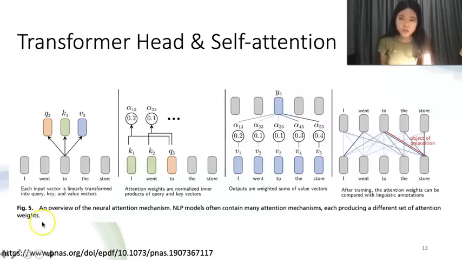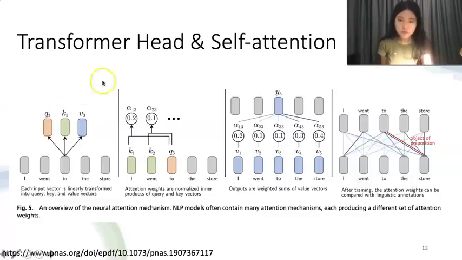And this illustration is taken from this great paper by Chris Manning. I suggest all of you read it. This is a really good paper. I benefit a lot from it. And this is basically what is transformer attention head and self-attention.